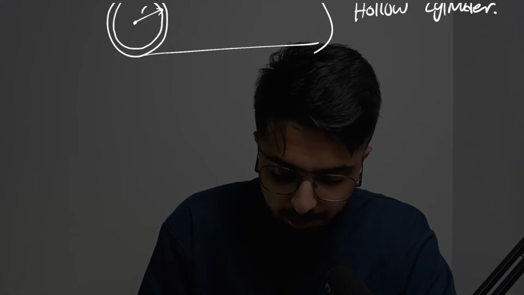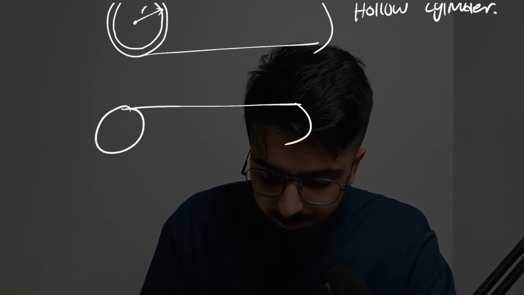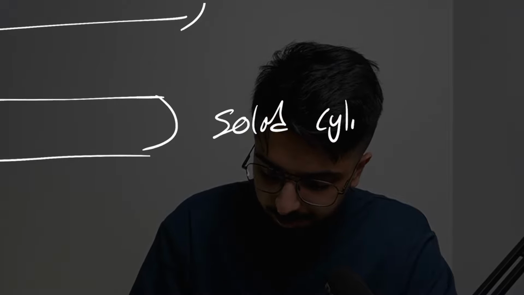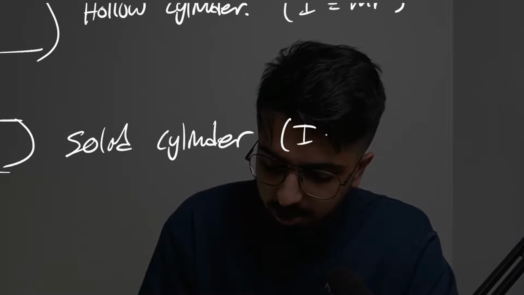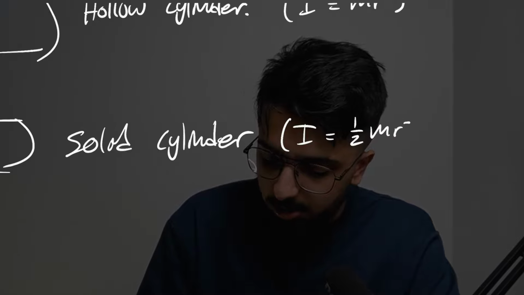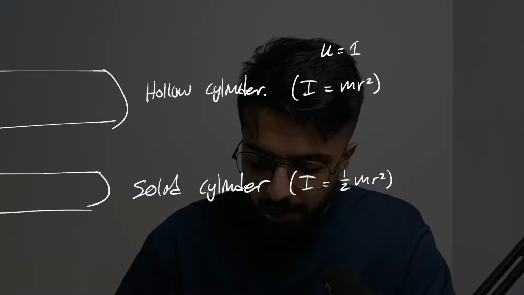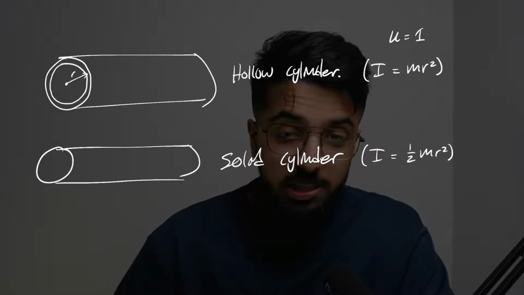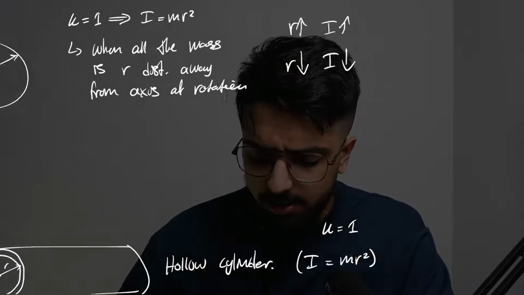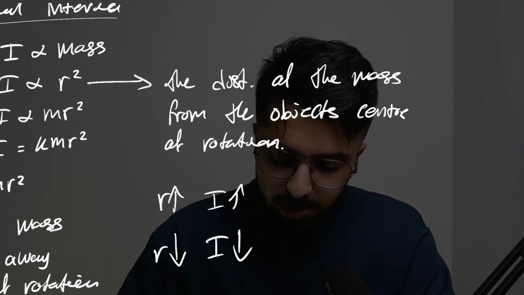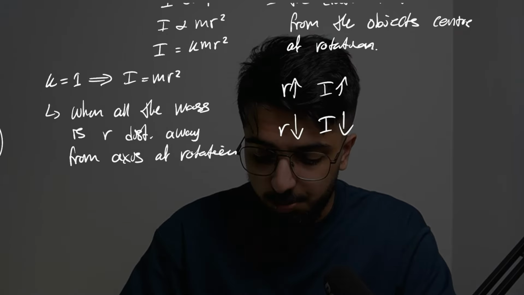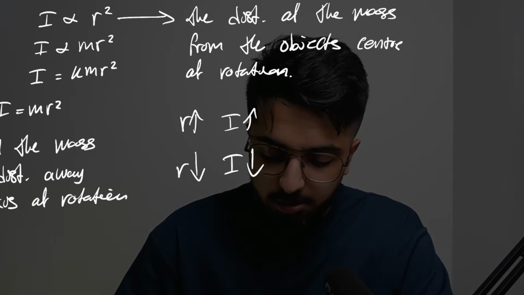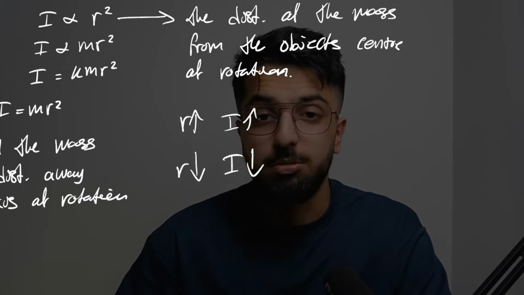However, if we use a solid cylinder instead, right? So solid cylinder. In this scenario, our I is equal to half mr squared. So you can see our k value is half now. Now, as you can see, just by comparing these two, we can see that the solid cylinder has a lower rotational inertia than the hollow cylinder. And that makes sense based on what we discussed up here, because the mass of the object is distributed not on the outer edge, but throughout the entire object, right? We have a reduced r value and therefore a reduced rotational inertia.